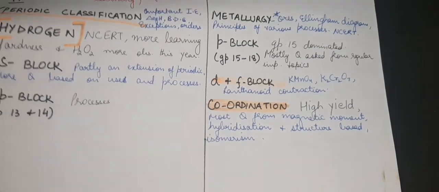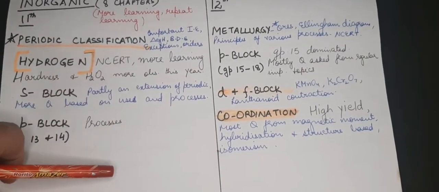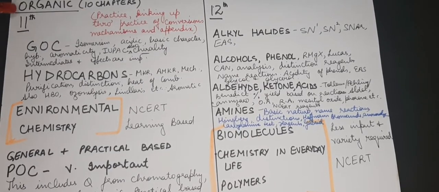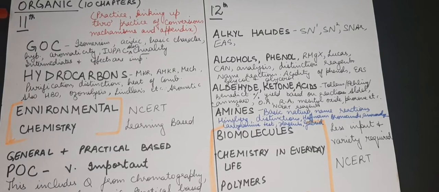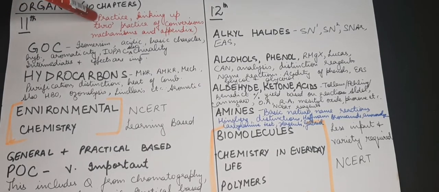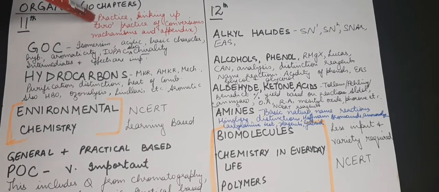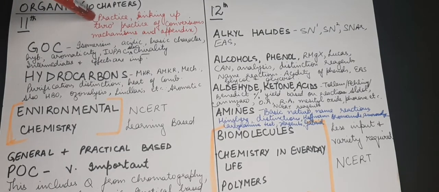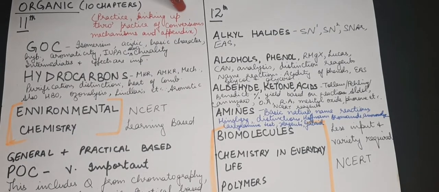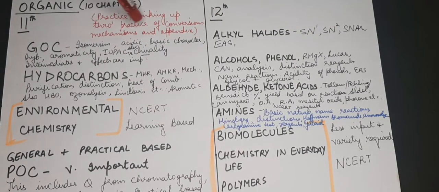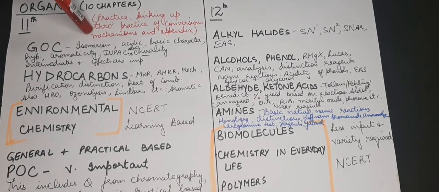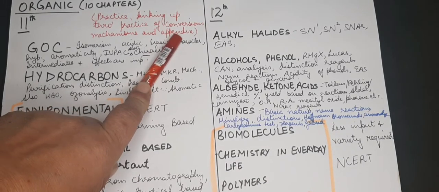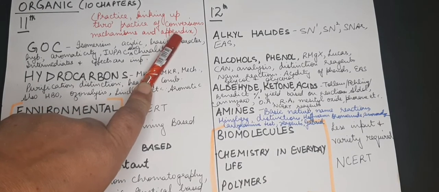So we move on to working on organic, talking of organic chemistry. Now when it comes to organic chemistry, we have a total of 10 chapters for 11th and 12th combined. So organic chemistry, more in general, your learning should be based on practice of the reagents through conversions, linking up of the various reagents that you learn through practice of conversions, mechanisms, and for all this you can make use of the appendix which is given at the end of almost every reference book.